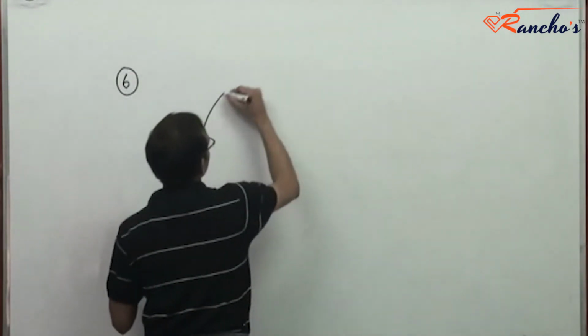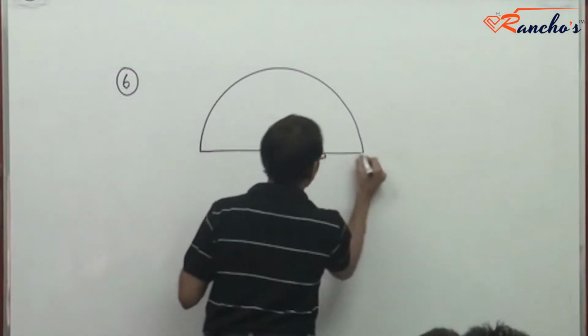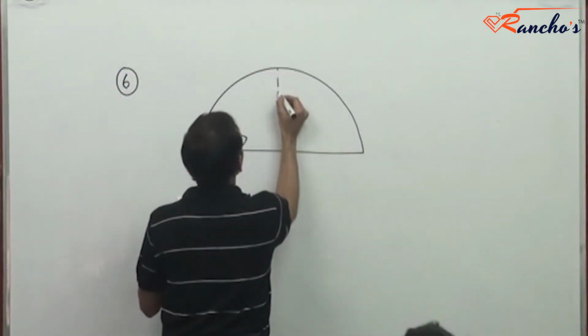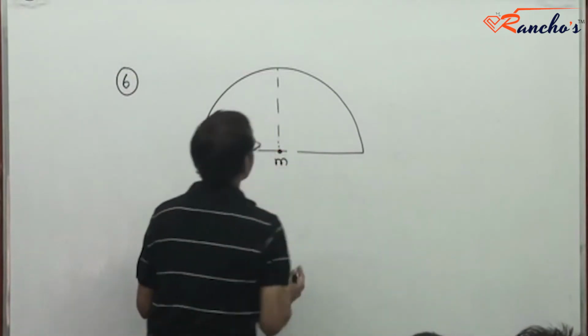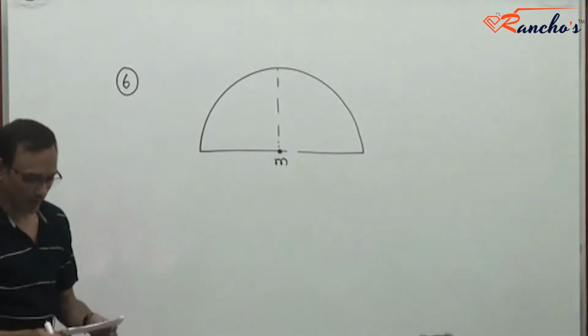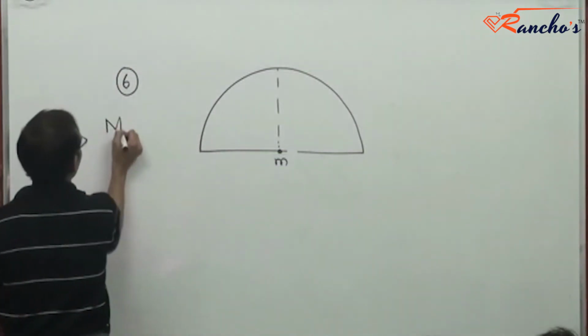Just for convenience, I draw it like this. It does not matter really. There's a particle of mass small m at the center of the semicircular wire, and this wire has mass m and radius r.